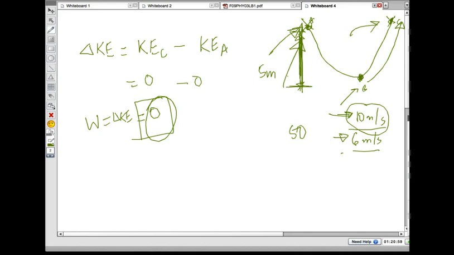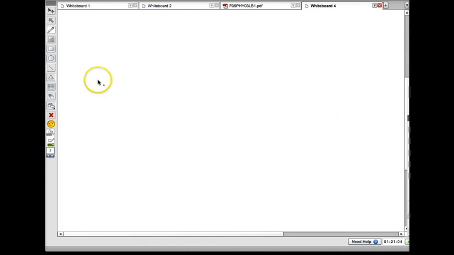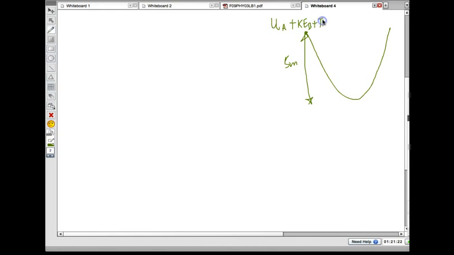Okay, here we go. No, that's not right. Okay, so here's what he did. This height is 5 meters above the ground. Let's talk about potential energy, which is U at point A, plus KE at point A, plus thermal energy at point A. This is the total energy at point A. Similarly, you will have a potential energy at point B, a kinetic energy at point B, and thermal energy at point B.